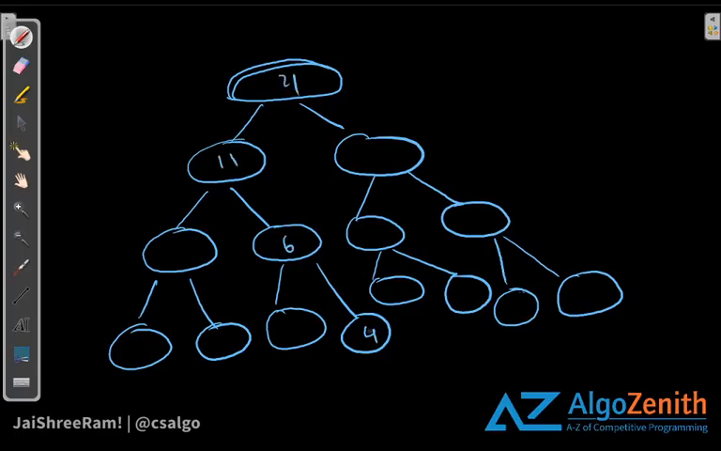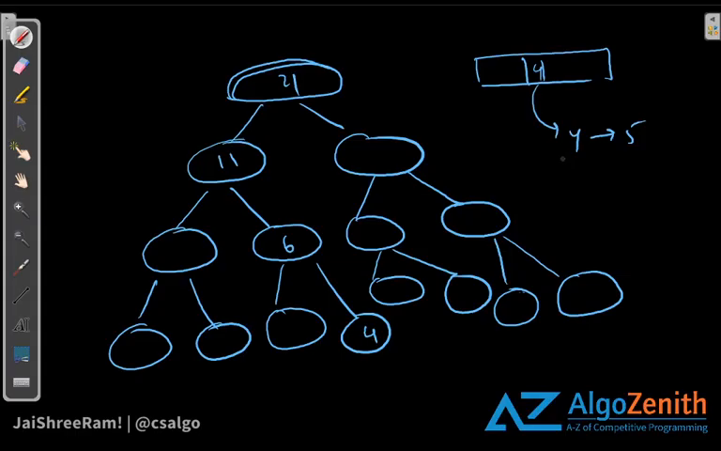Okay, something like this. Now suppose you want to change some element in the array. Suppose there was 4 in some position, which we have marked over here. So this is the tree right now, something like this.